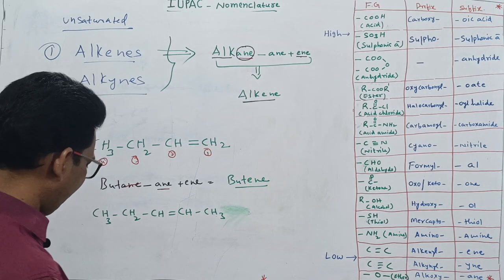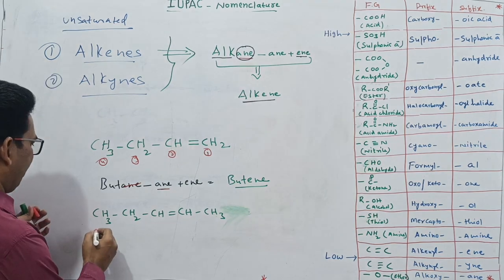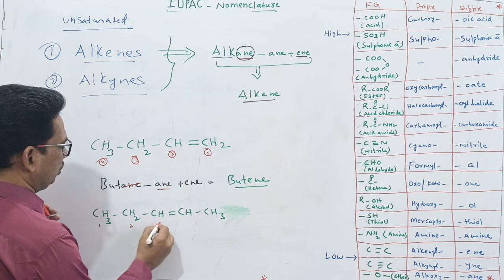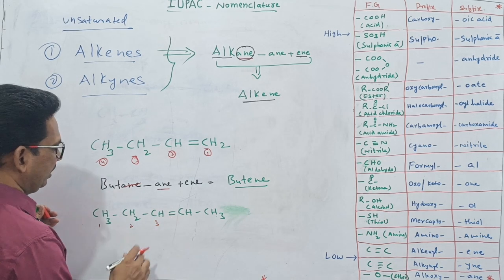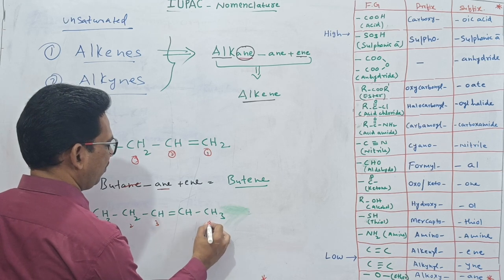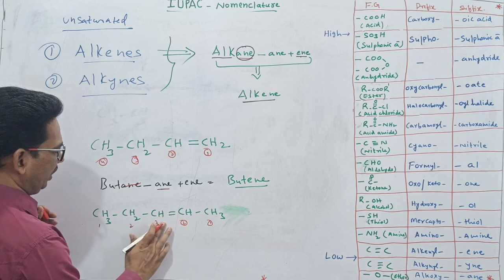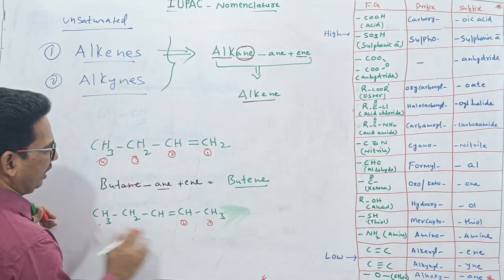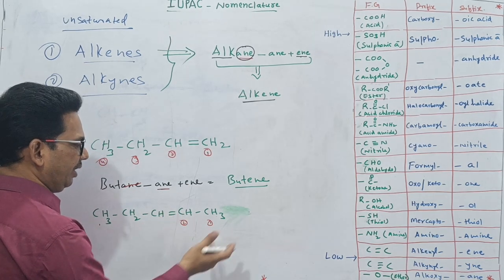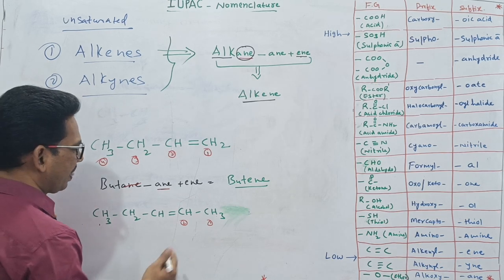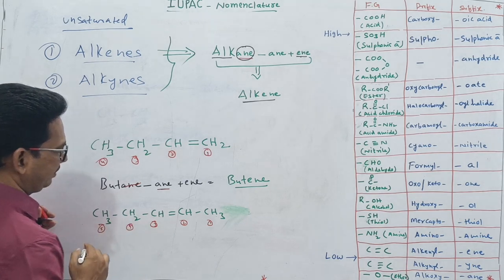Now, from which side will you give the numbering? The double bond should get the lowest possible number. If you give the numbering from this side, 1, 2, 3, the double bond is going to be at the third position. If I give it from this side, 1, 2, it gets the lowest number. That's why you have to give the numbering from the end which is nearer to the double bond. Okay. That's why 1, 2, 3, 4 and 5.